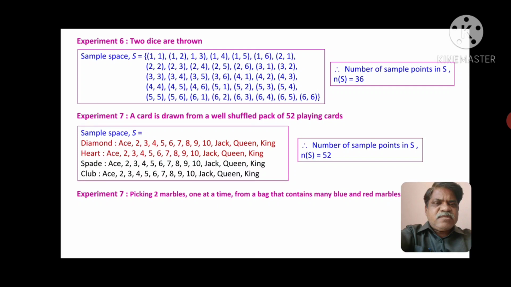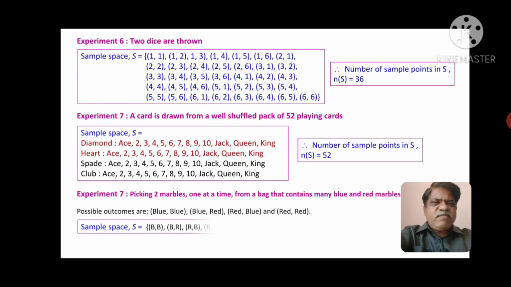Picking 2 marbles one at a time from a bag that contains many blue and red marbles. Here possible outcomes are blue blue, blue red, red blue and red red. Therefore sample space S will be BB, BR, RB and RR. Therefore the number of sample points in S will be N of S is equal to 4.